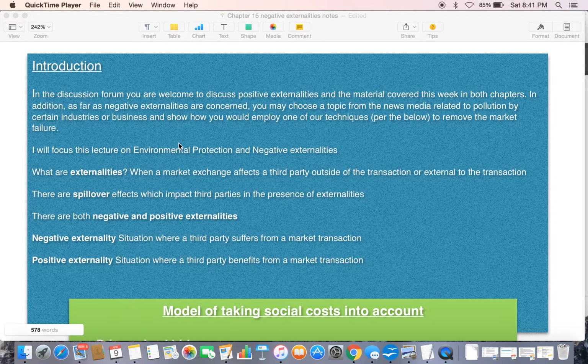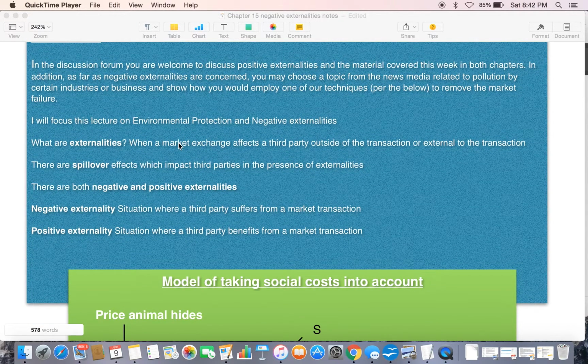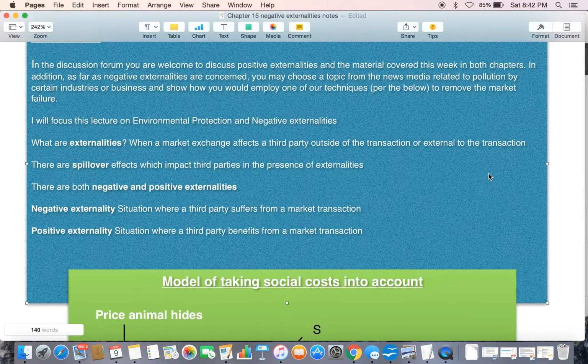So let's take a look at environmental protection and negative externalities this week. So what are externalities? Externalities are when a market exchange affects a third party outside of the transaction, or external to the transaction. The example that's given in the textbook of this is country music. If your neighbor is listening to country music very loudly and you do not like country music, so you're having to listen to it too, they would be playing the country music and listening to it, but they're imposing a negative externality on you. If you like country music, this is a positive externality.